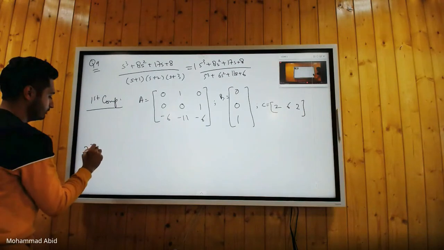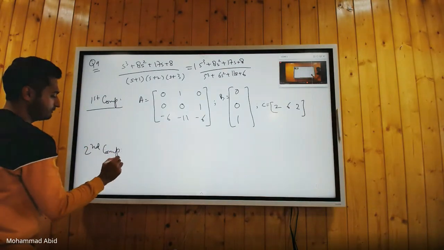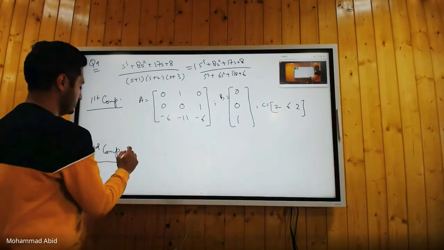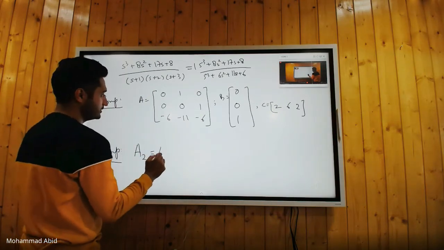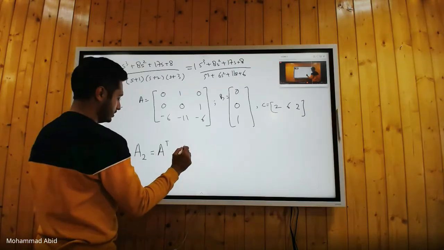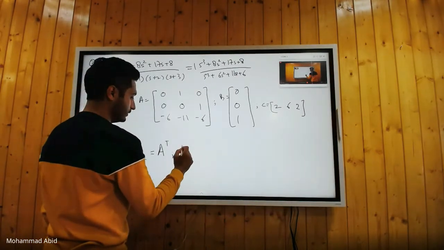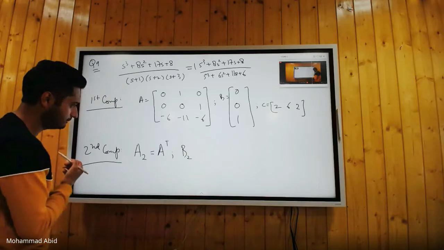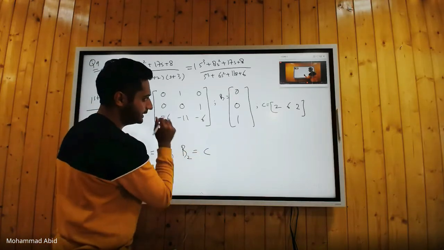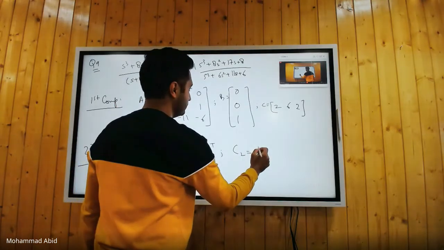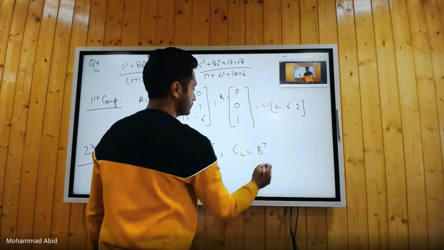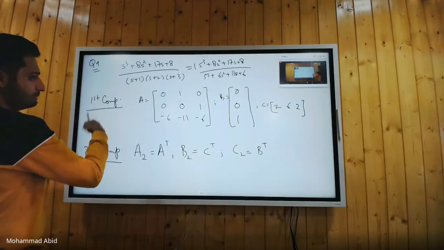What's the second companion form? Second companion form is just the transpose of this. Let me write it A2. That's equal to A1 transpose. Your B2, where the subscript 2 denotes second companion form, will be simply C transpose. And your C2 will be your B transpose. So these are your two companion forms.